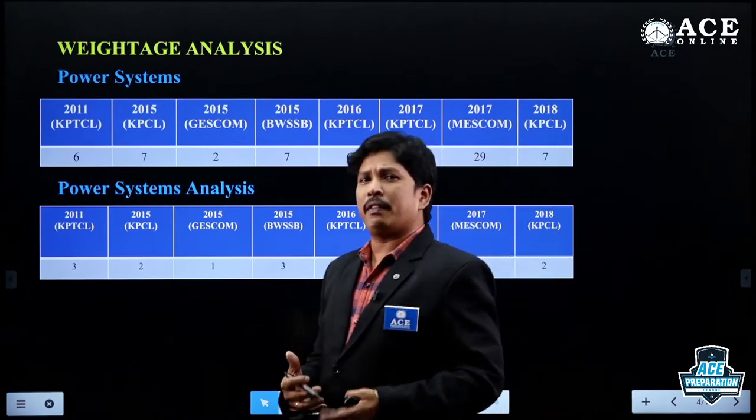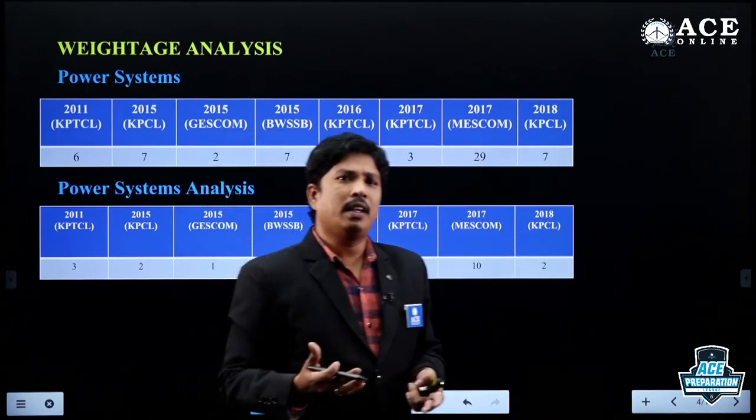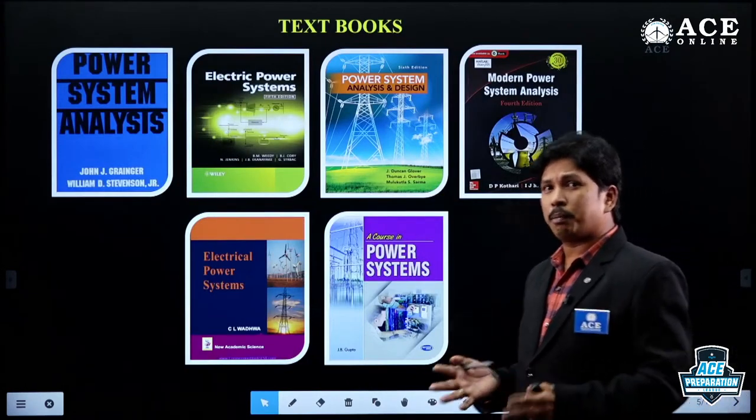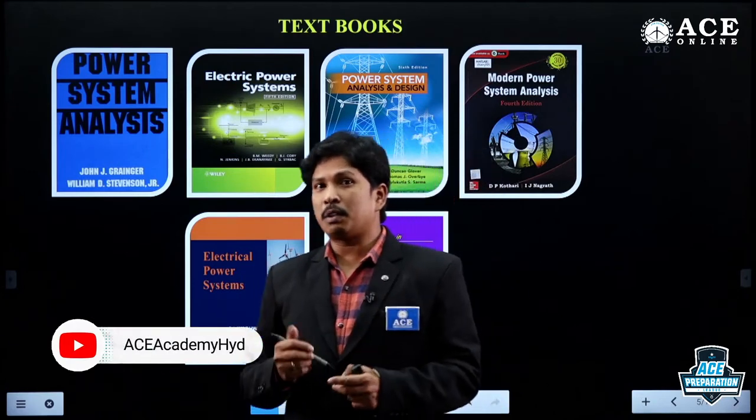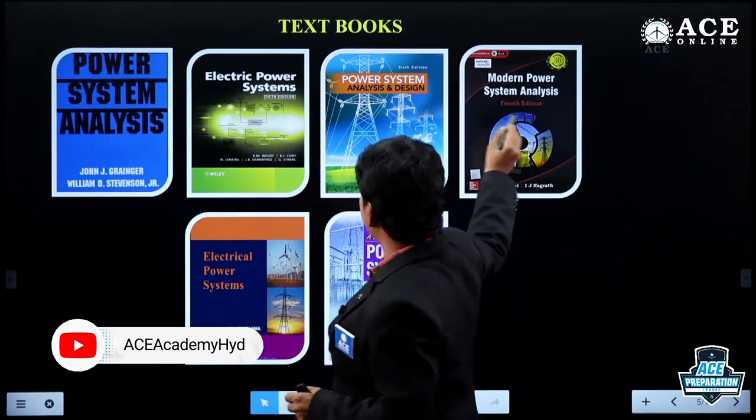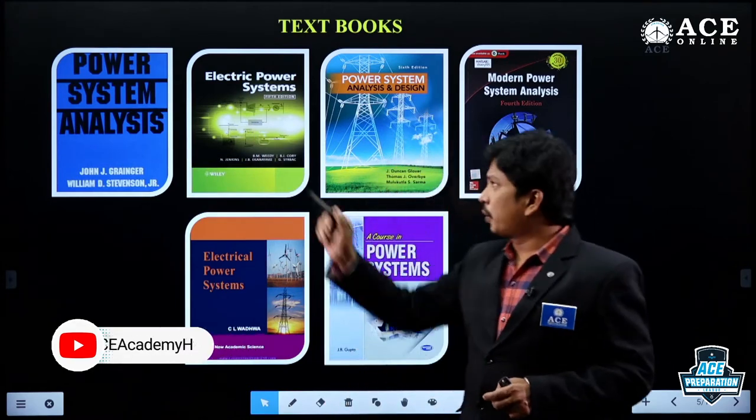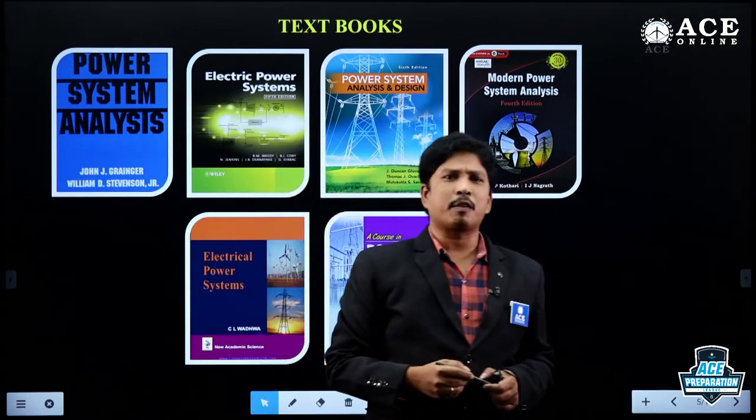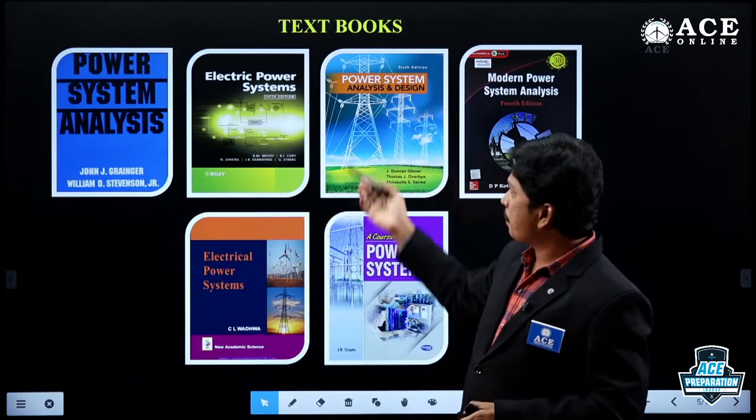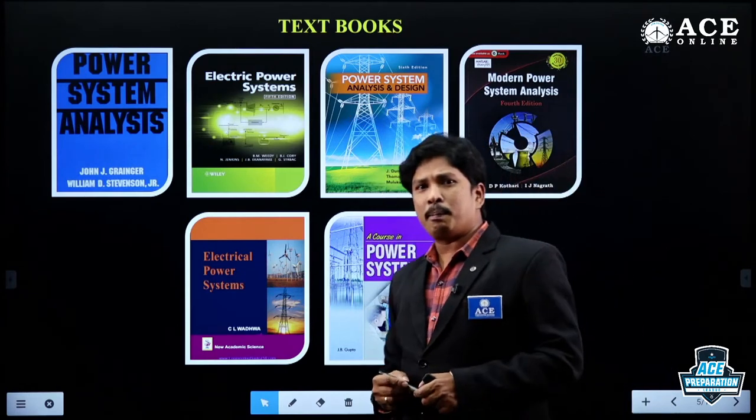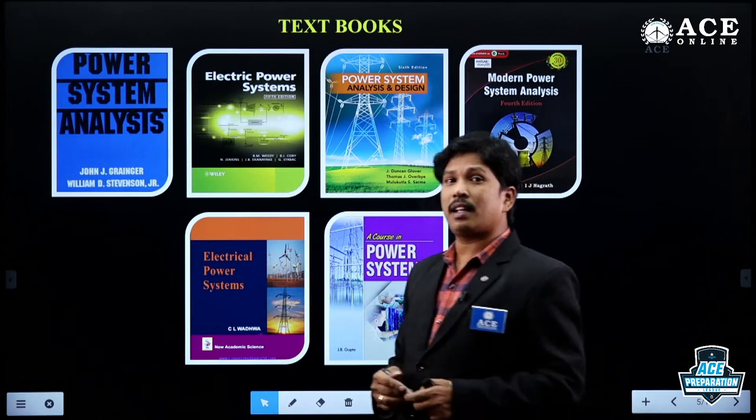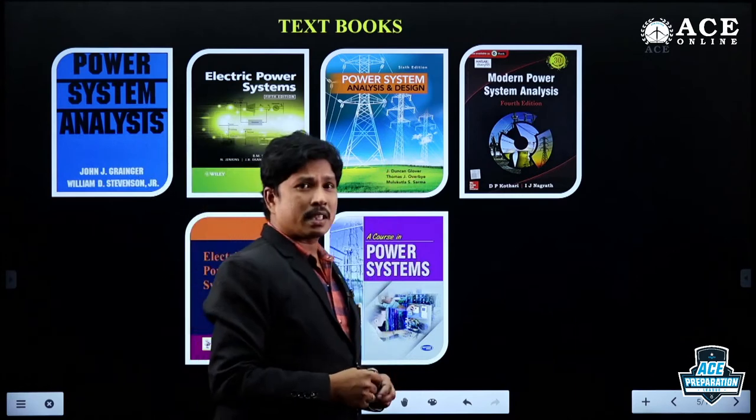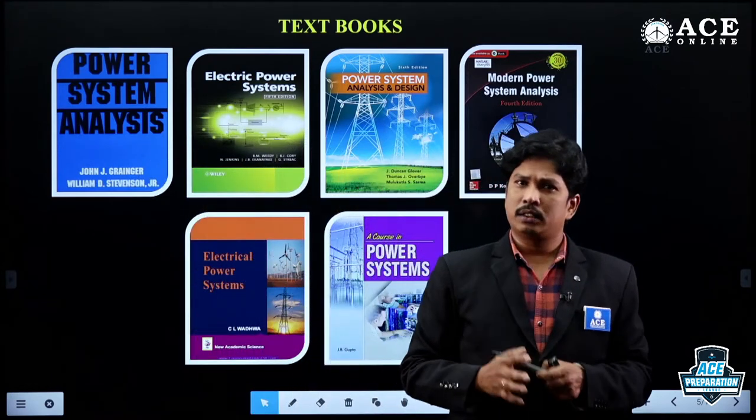And what are the textbooks we can prefer? You can ask me, sir, what textbooks should we take? See, these are the best textbooks of power systems. Anyone of these four you can take. The first one is Power System Analysis by Stevenson and Grainger, and Electrical Power Systems by John Wiley Publications, and Power System Analysis and Design by Duncan Glover, one of the best books, and Modern Power System Analysis by D.P. Kothari and I.J. Nagrath. They are the best books.